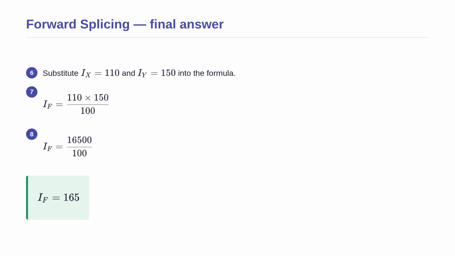Continuing our calculation, we substitute 110 for the 2021 new series index and 150 for the 2020 old series overlap index. Multiplying the numerator values, 110 times 150, gives us a total scaled value of 16,500. We then normalize this by dividing by the base of 100. The forward spliced index for 2021 is 165.